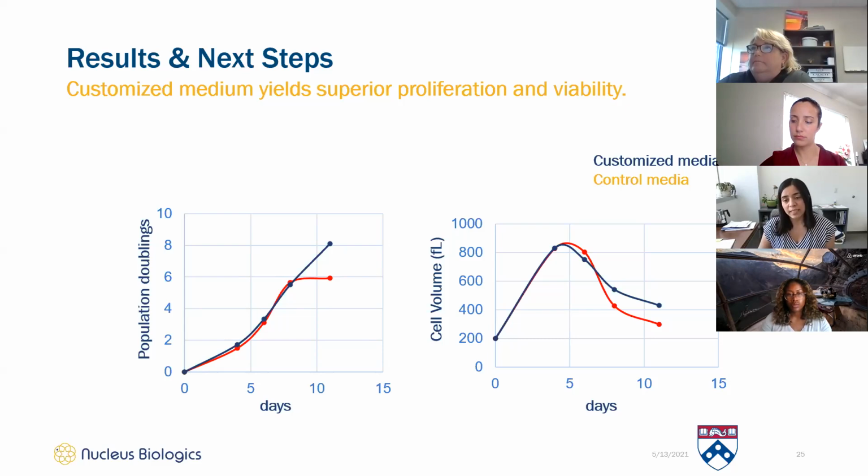Also, we can see the cell size is higher by day 10 in cells expanded in customized media compared to the control media, which suggests that the activity of these cells is higher. Next slide, please.